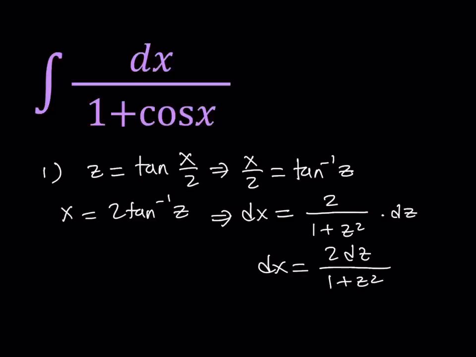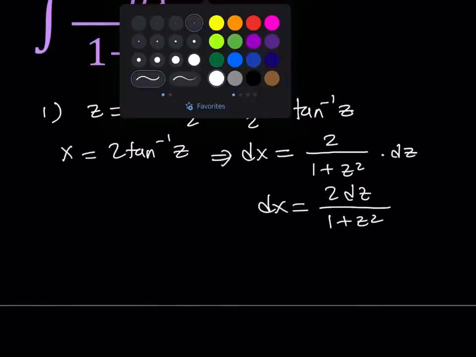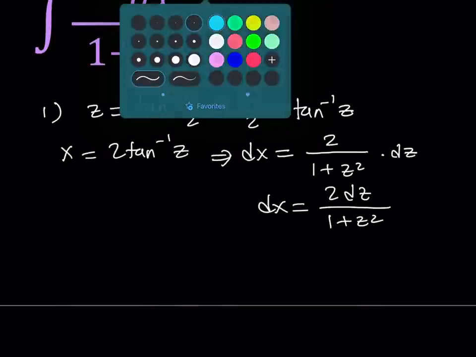But that's not all I need. I need more than this. Since I want to get to cosine x, I could definitely use the double angle formula here, but I just want to find tangent x first because it's fun. Let's go ahead and find tangent x from here, and let's see how that goes.